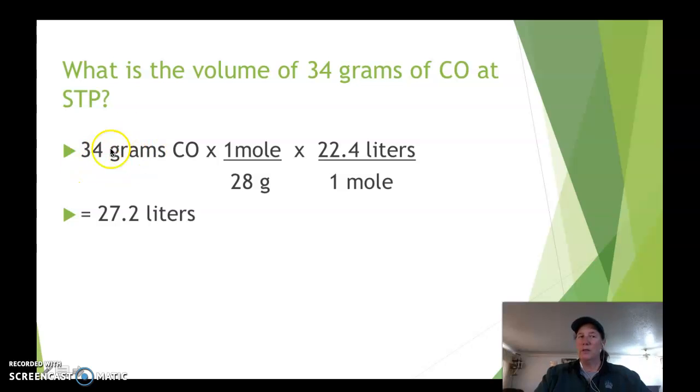So what is the volume of 34 grams at STP? 27.2 liters. This is more than 1 mole, so it should be a little bit more than 22.4. Okay, this is what 1 mole is, so that makes sense. If this was less than that, then I'd go, ooh, I messed up somewhere. Okay.